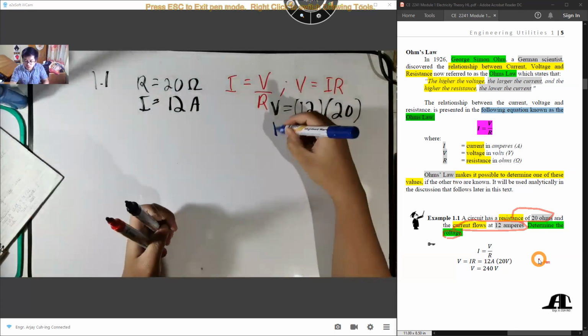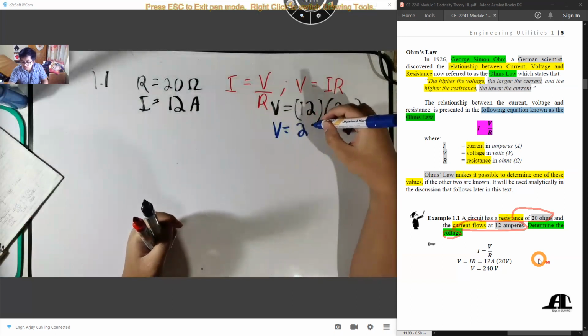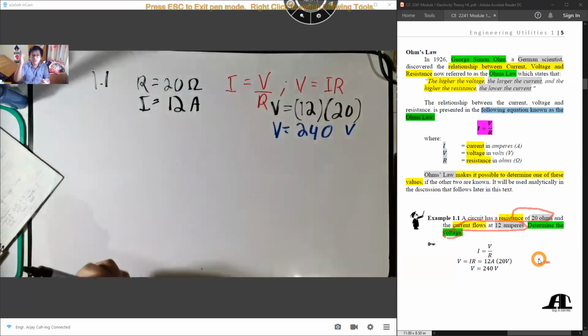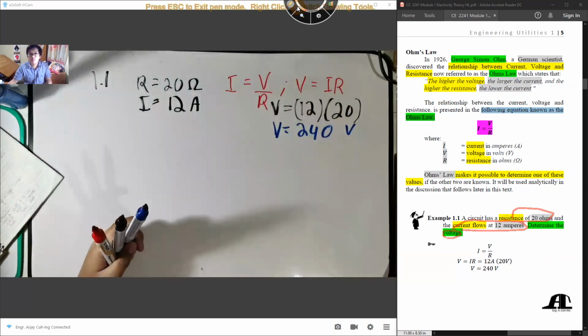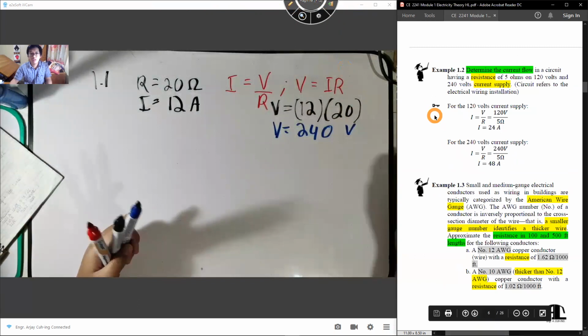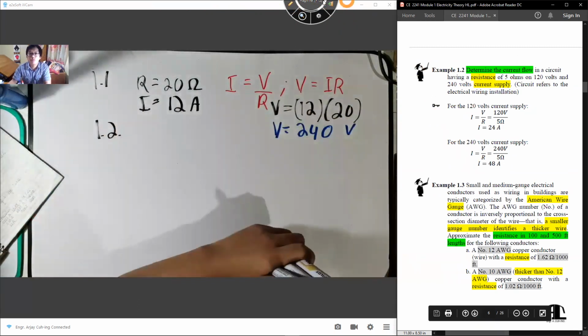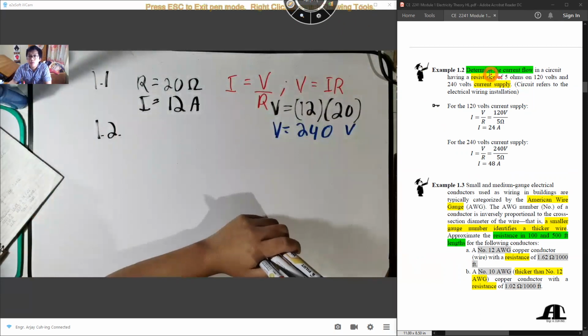So V class is equal to, again, di ba, consistent naman tayo sa units. So 240 volts. Okay? Yan class yung 1.1. So direct sub lang siya kung titignan nyo. Okay? Next example class, meron tayong example 1.2. So anong gusto class na example 1.2? So determine the current flow class given a resistance of 5 ohms on at 120.